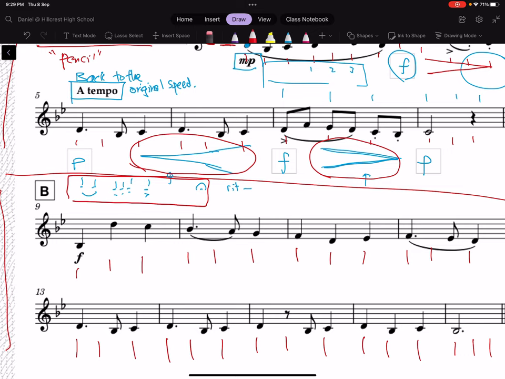Okay, so this is B. Task B, section B. Here is section B for the first time.